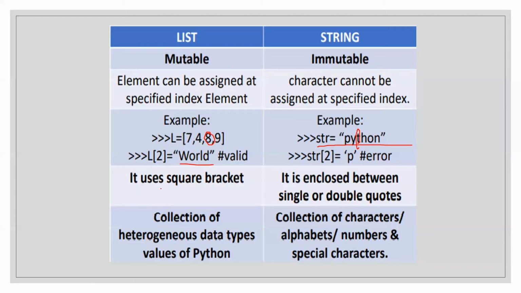Then the third difference is that in lists we use square brackets, whereas in strings we do not use any brackets. They are enclosed within single or double quotes. This doesn't make any difference. Then lists are a collection of heterogeneous data types, which means that in lists you can have different types of data. It can be numbers, floating numbers, characters, strings, anything. Whereas in strings you cannot have heterogeneous data types. You can have a collection of characters or alphabets or numbers or special characters separately.